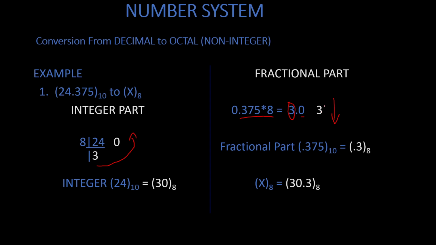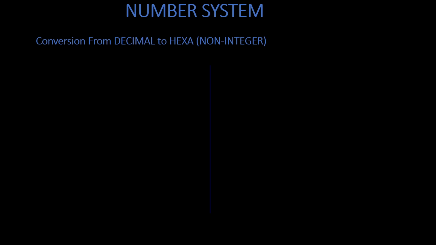So after stopping, only the values remaining will be counted. In this case it is 3. We write it down as 0.3 here. Then we add the integer part and decimal part here, and we get 30.3.